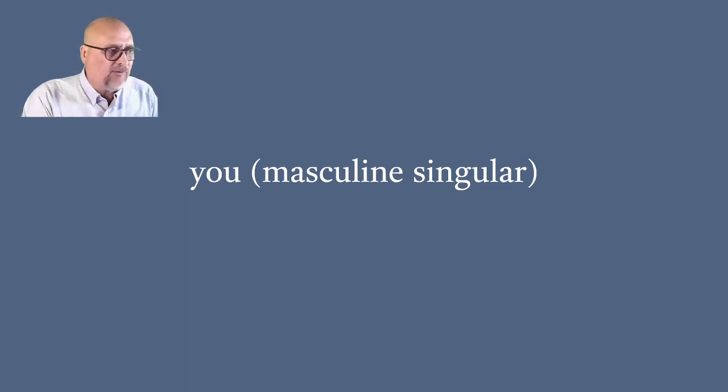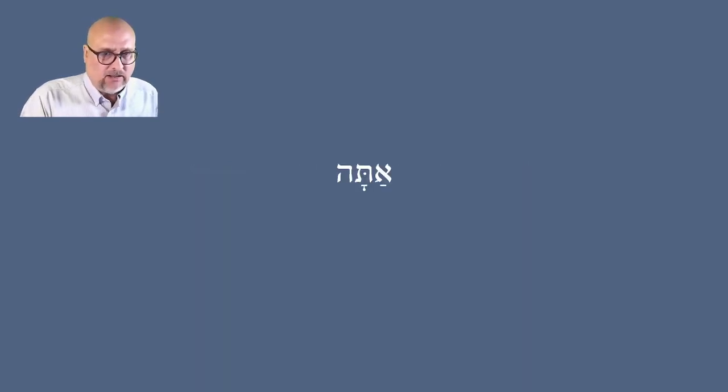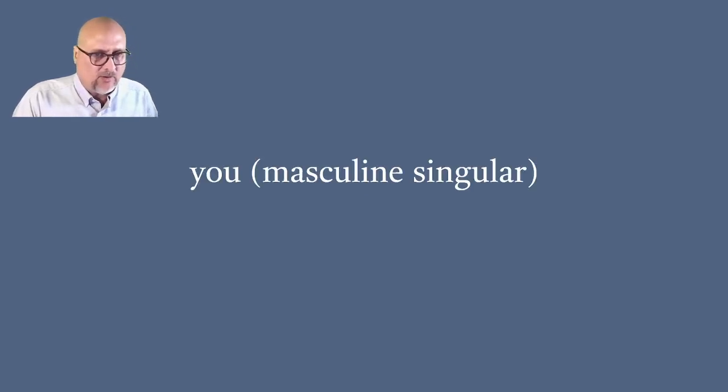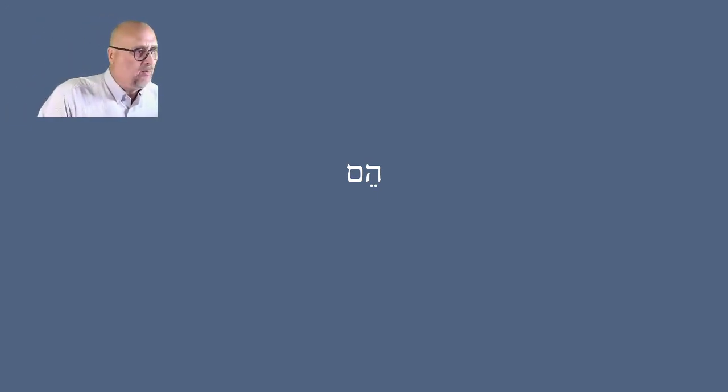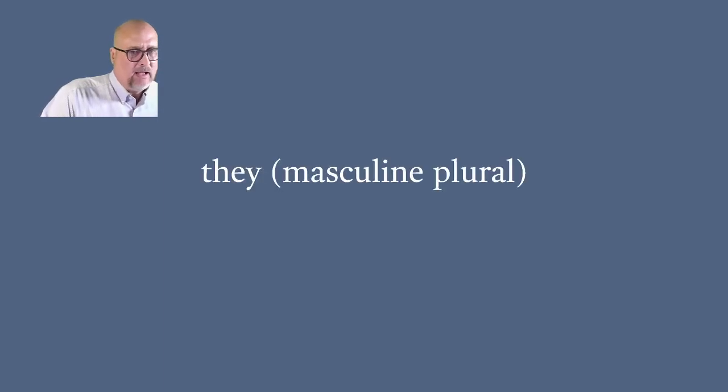Hebrew has a different you if you're talking to a bunch of people. So ata is you, and it's you singular, and it's you if you're talking to a man. Hem is how you say the word them, and the them is masculine.